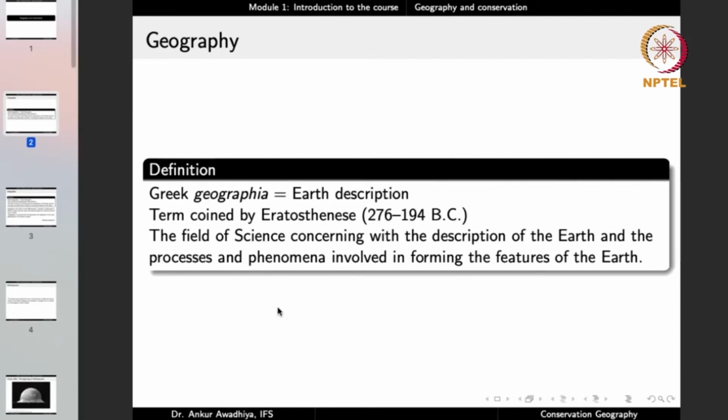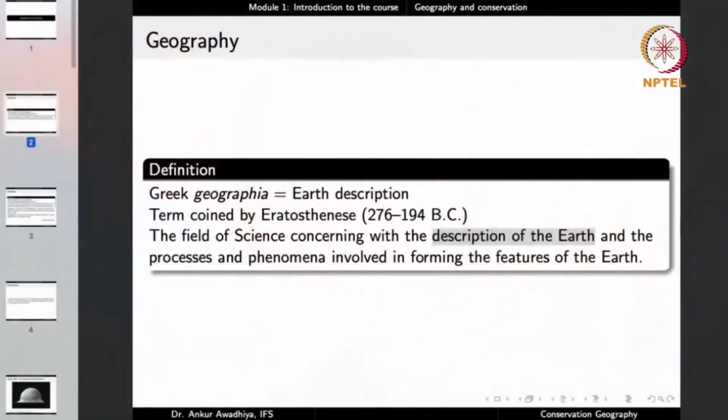And we can define it as the field of science concerning with description of the earth and the processes and phenomena involved in forming the features on the earth. That is, we are trying to describe earth. When you describe earth, you write things like, okay, there are mountains here, there are plains here, there are oceans here, there are rivers at such and such locations, and so on. But once you make that description, the next question that arises is, why do we have rivers in these particular locations? Why do we have mountains in these particular locations?